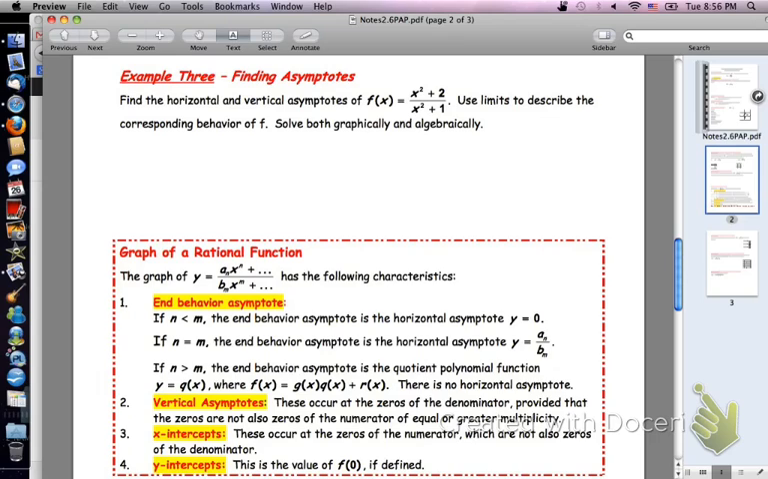Now let's take a look at vertical asymptotes. So again, it's going to be where our denominator is equal to 0. So we can just set x squared plus 1 equal to 0 and solve for x. But there's no real values where x equals the square root of negative 1. So we have no vertical asymptotes for this function.